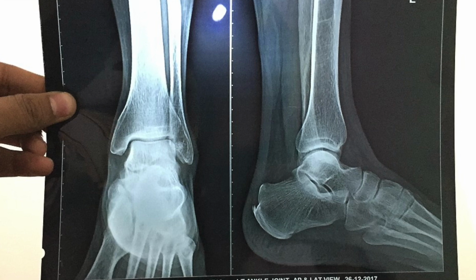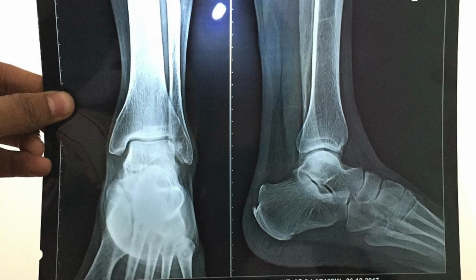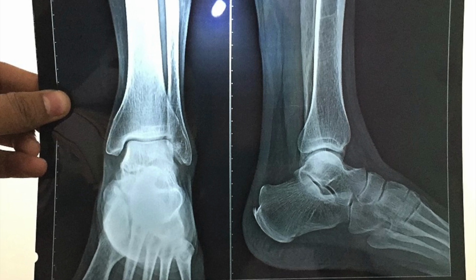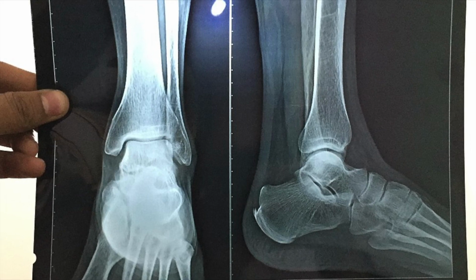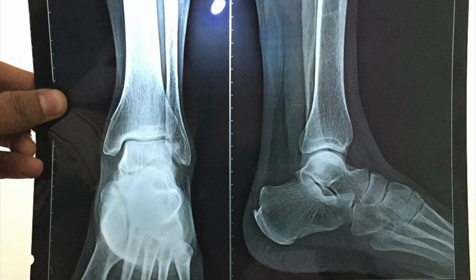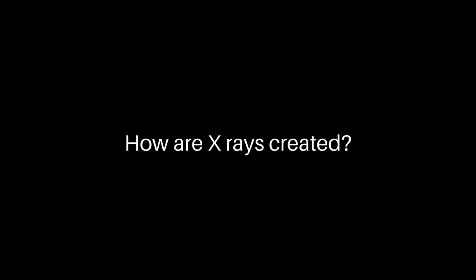Now we've talked about what happens when X-rays move through the body and how dense objects absorb the rays. And we've talked about what happens when the X-rays reach the film. But how are X-rays created? I'm going to give a really basic explanation of how X-rays are generated.